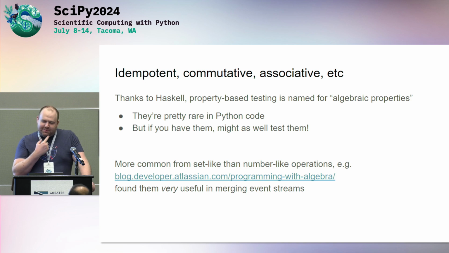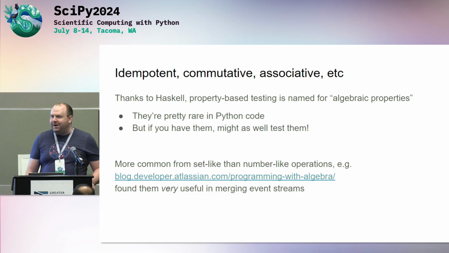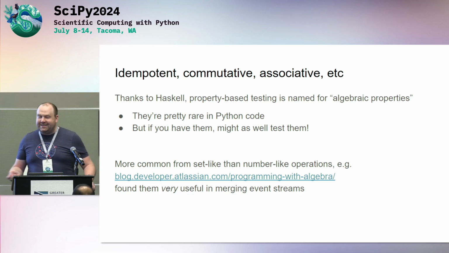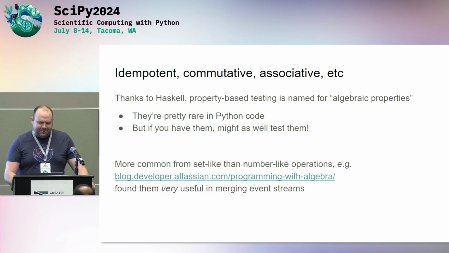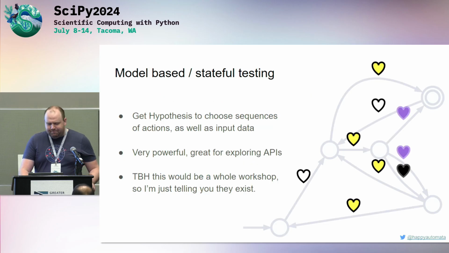Property-based testing is named by people who liked functional programming. So they were naming them for things like properties of algebras over the reals. If your functions happen to be idempotent, commutative, associative, whatever else, just check your algebraic properties as well. They're pretty rare in Python code, but if you have them, they're easy to test, and just to show off, the Ghostwriter will do that for you too.